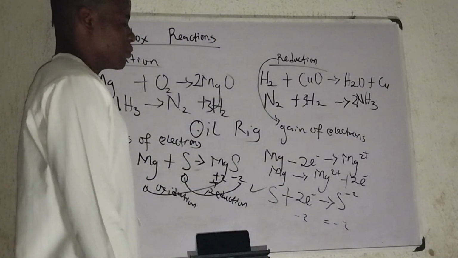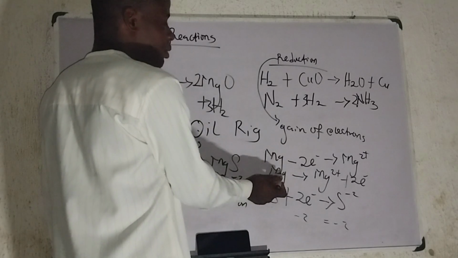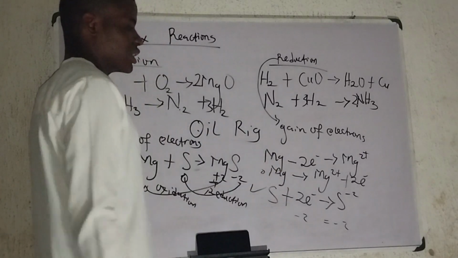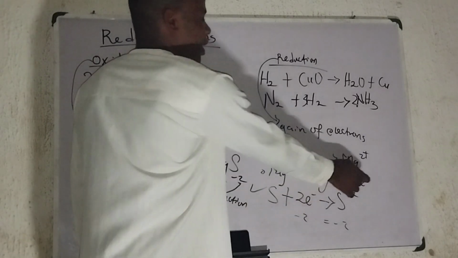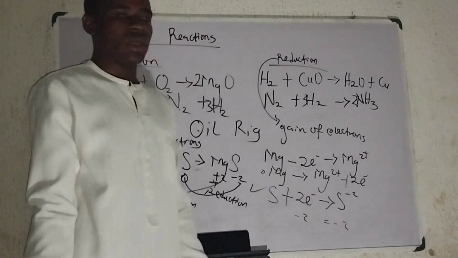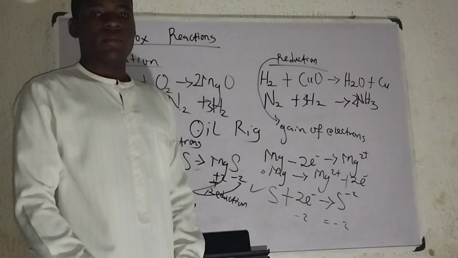It is balanced. Now, if you take the overall charge, you have 0 at the reactant side. How much do you have at the product side? You have plus 2 and minus 2, and plus 2 minus 2 is 0. So everything is balanced. I hope it makes sense.